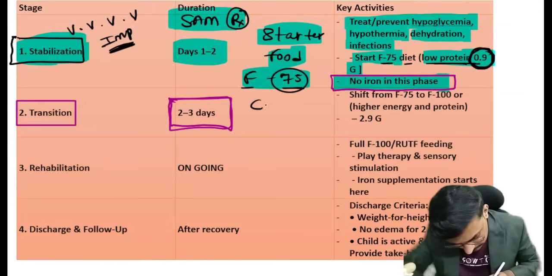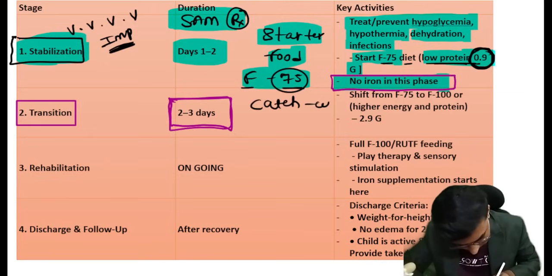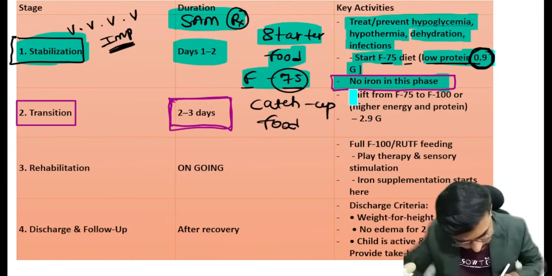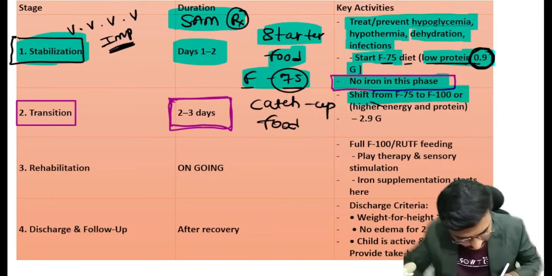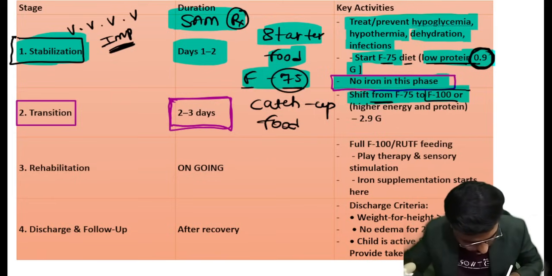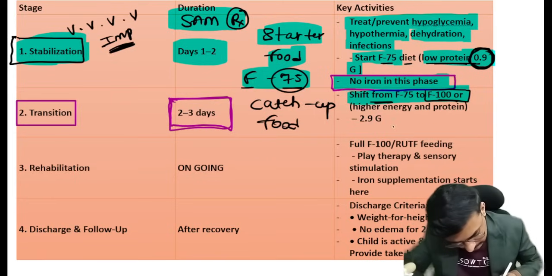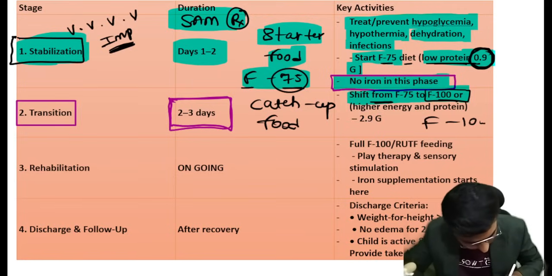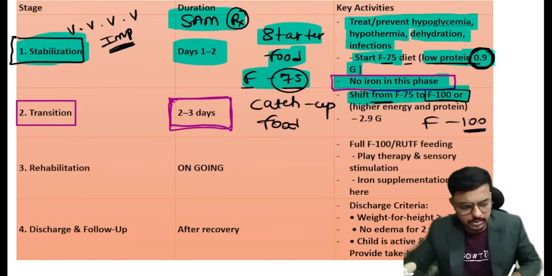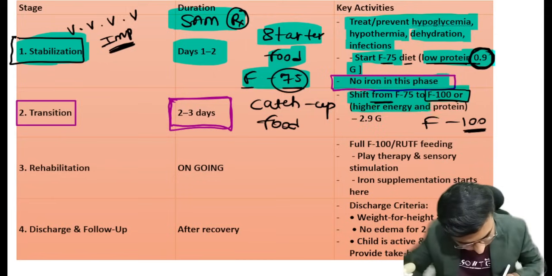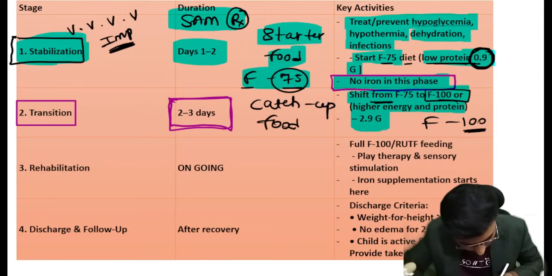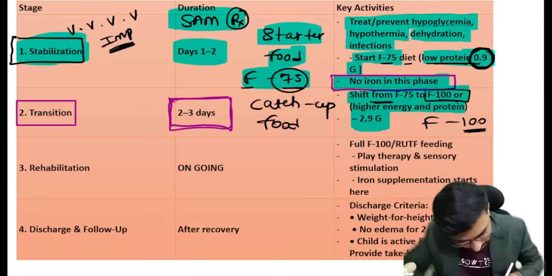What will we call this one? We call this the catch up food. In the catch up food we will give the F100. We will shift from the F75 to F100. This is the golden point: we are shifting the child from the F75 to the F100. F100 has 100 kilocalories of energy and is high in protein, containing 2.9 gram of protein. Very important, please remember: F100 is 100 kilocalories and 2.9 gram of protein.